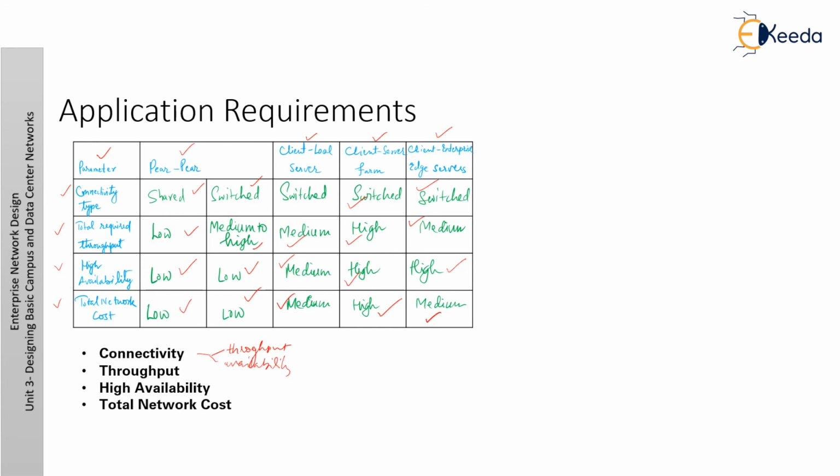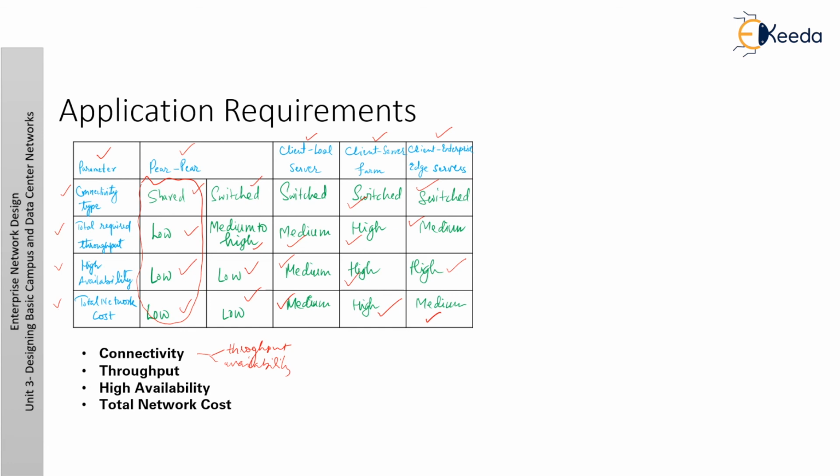Using shared media for peer-to-peer communication is suitable only in limited scope. Here in this particular diagram. Okay. This is only suitable for limited scope. Why? Typically, when the number of client workstation is very low, for example, 4 or fewer workstation in small home offices.